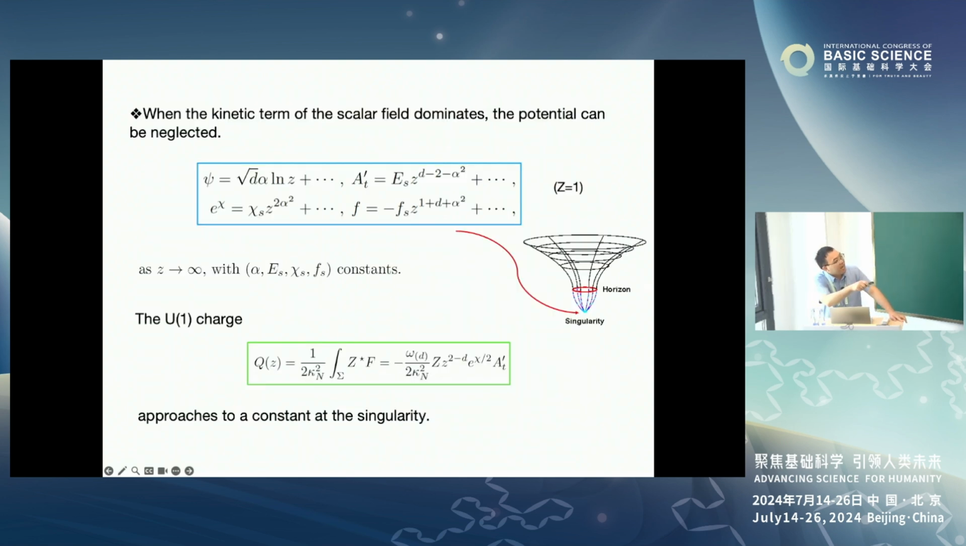So here we show that when the kinetic term of the scalar field dominates the system, that means we can ignore the contribution from the potential, the solution can be found like this. The scalar field is logarithmic, but the other fields are power laws, and z goes to infinity, which goes to the singularity. And also this singularity has a finite electric charge, like this.